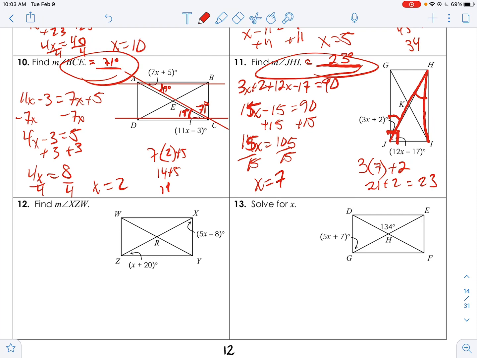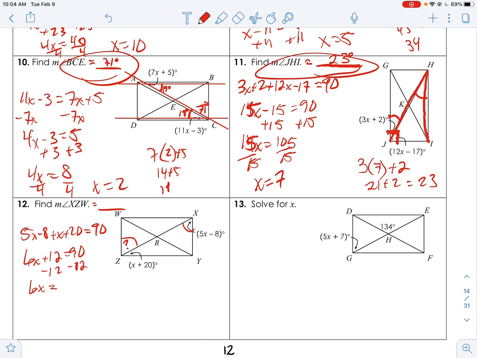Measure of angle XZW. Let's see, where's X? XZW. This is the one in question. What does it equal? Well, if we knew x, we could take 90, subtract it, and do that. So, let's see. This one is congruent to that one. So that's a 5x minus 8. So 5x minus 8 plus x plus 20 should equal 90 degrees. 6x plus 12 equals 90 degrees. Minus 12.